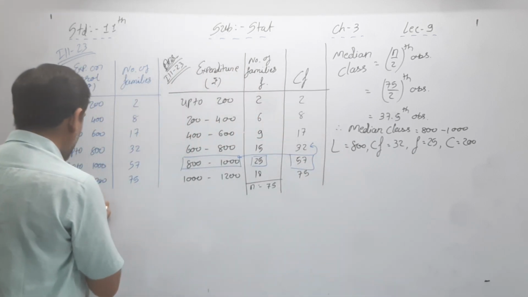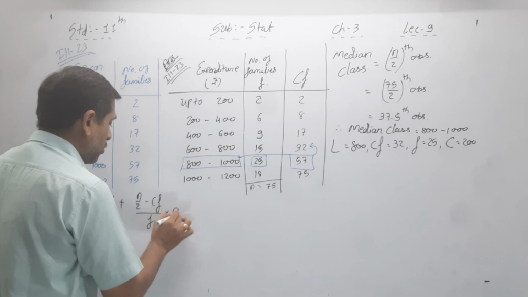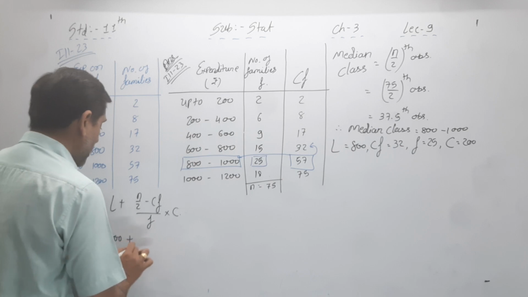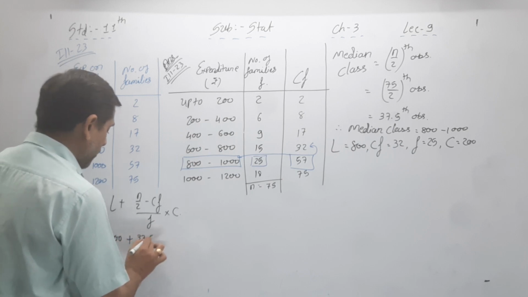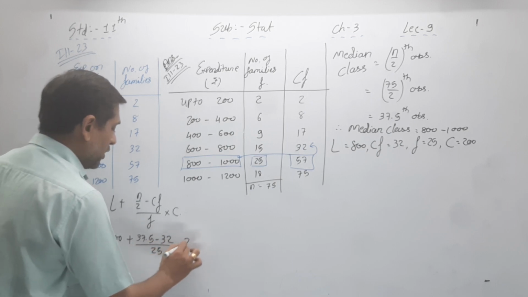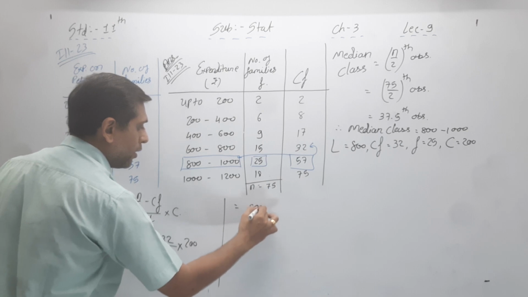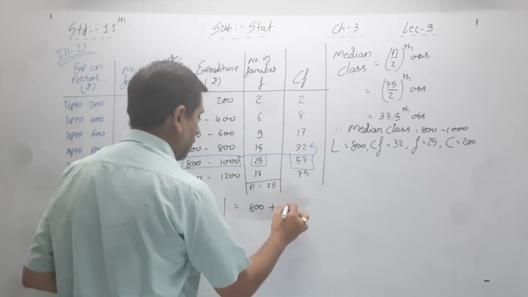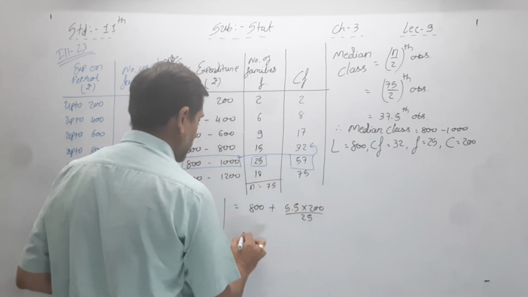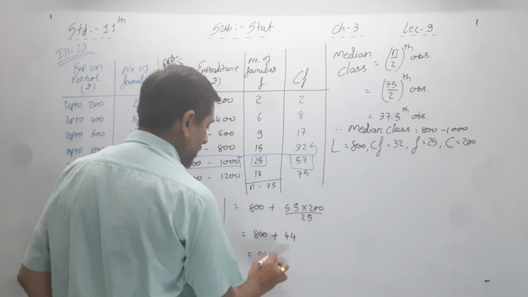Here I am writing M is equal to L plus n by 2 minus CF upon F into C. Okay, so here L is equal to 800, plus n by 2 is equal to 37.5, minus CF, that is 32, upon F is equal to 25, into C is equal to 200. Okay, so here 800 plus 5.5 into 200 divided by 25. So 800 plus 44. The answer is 844.